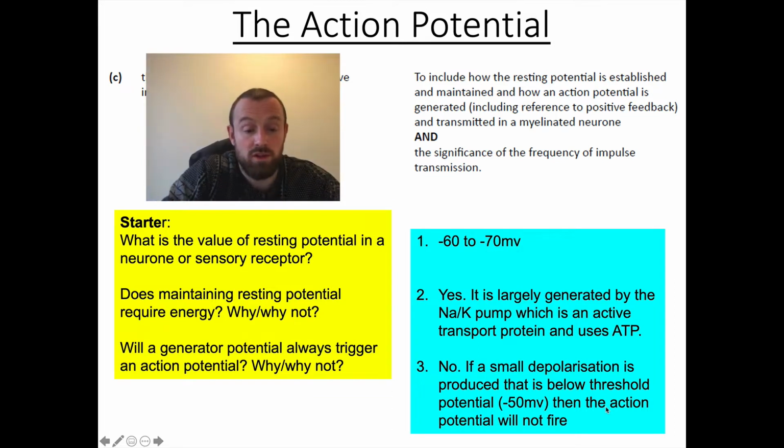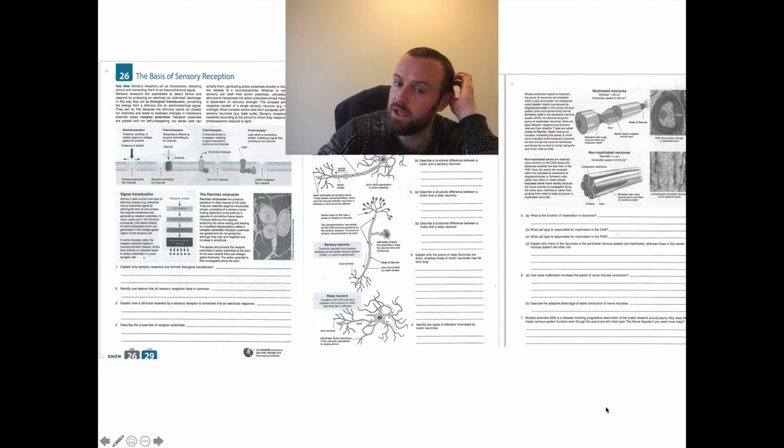Number 3, no, it won't. Generator potential won't always trigger an action potential, because if it's a small depolarization produced and it's below something called threshold potential, then the action potential will not fire. We're going to be understanding why that is the case, why it has to get to this sort of cutoff value before an action potential will fire. So let's get into the action potential.